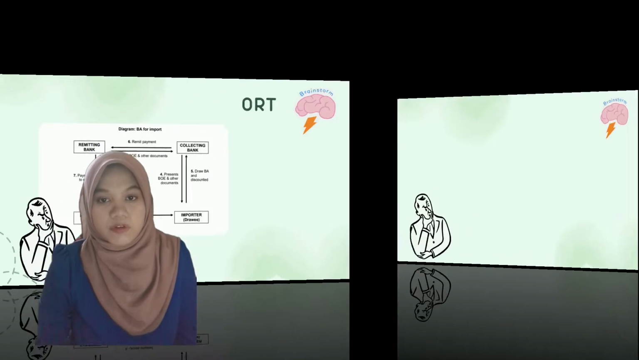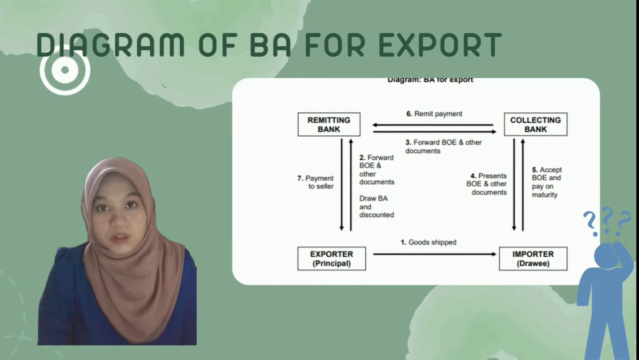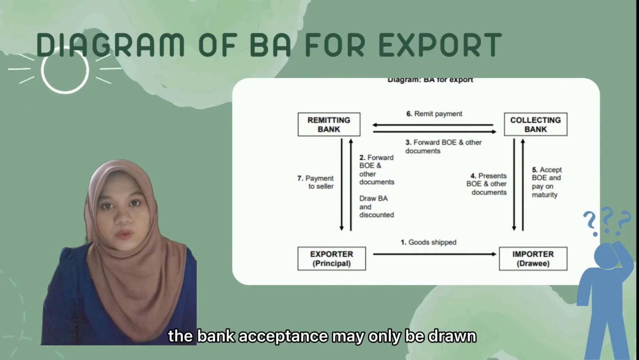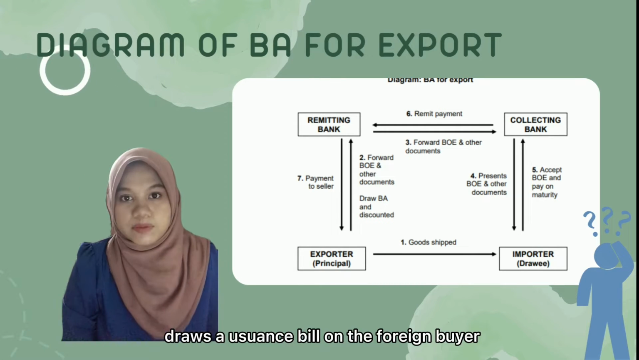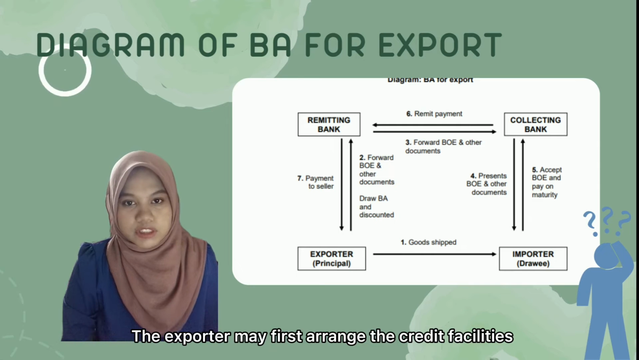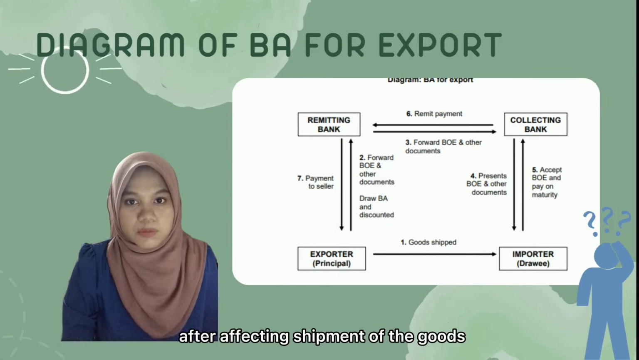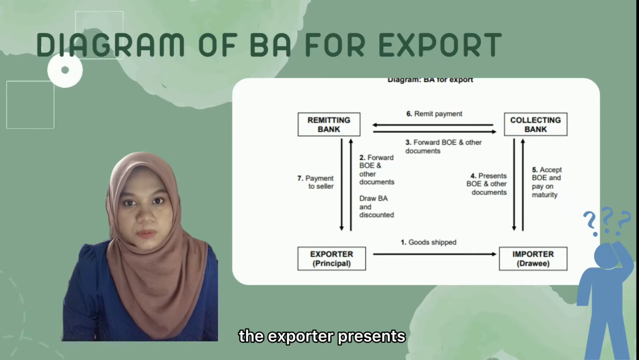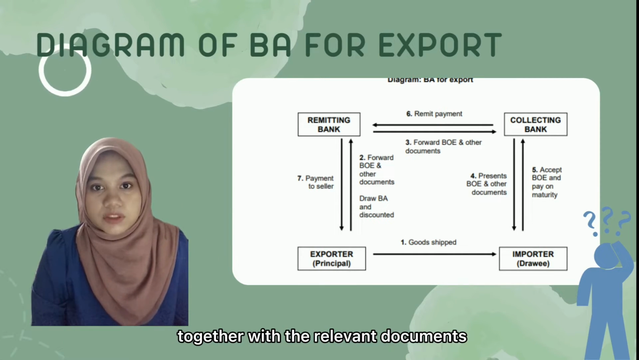This is the diagram of bank acceptance for exports. For exports, the bank acceptance may only be drawn where the exporter draws a usance bill on the foreign buyer. The exporter may first arrange the credit facilities with his bank. After effecting shipment of the goods, the exporter presents to the bank the usance bill of exchange together with the relevant documents for collection of the proceeds.